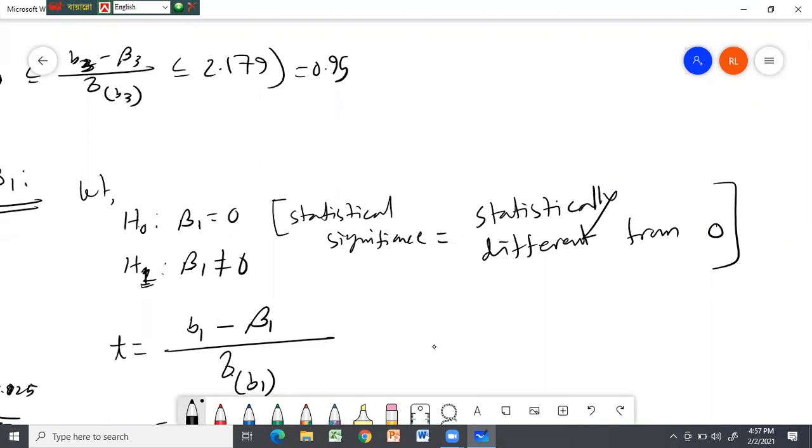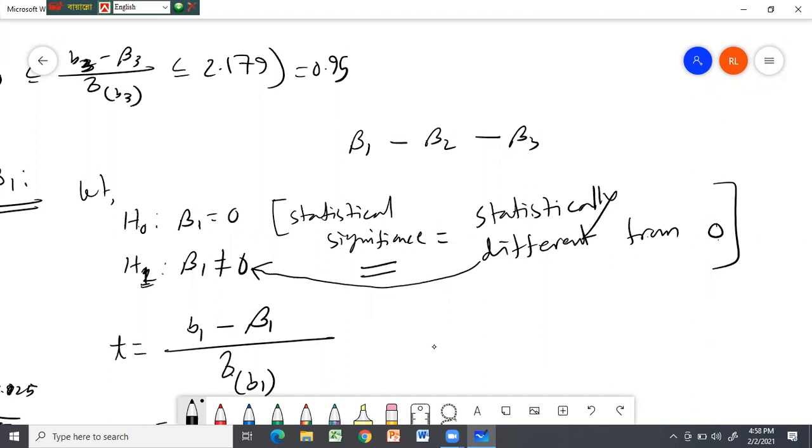Whether it is beta1 or beta2 or beta3, whether these coefficients are statistically significant, it means they are statistically different from 0. Their value either minus or plus, but other than 0. So in that case I can conclude they are statistically significant.